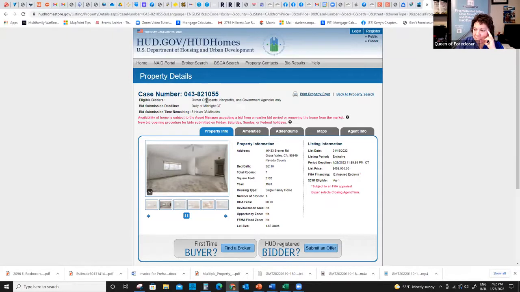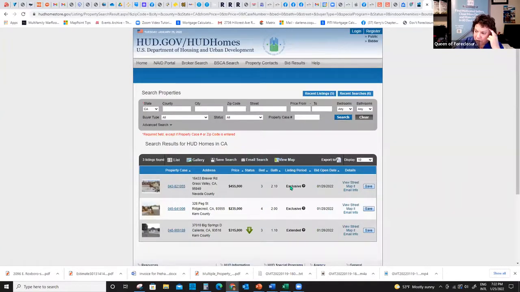But as a real estate investor, we're not an owner occupant. We're not a nonprofit. We're not a government agency. So we cannot bid on this one until, let me go back to the property search. We can't bid on an exclusive. We have to wait till it gets to extended.